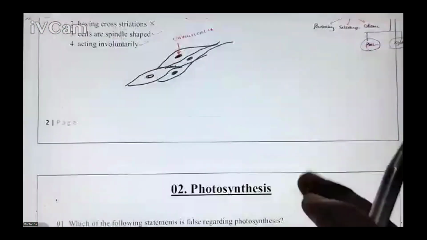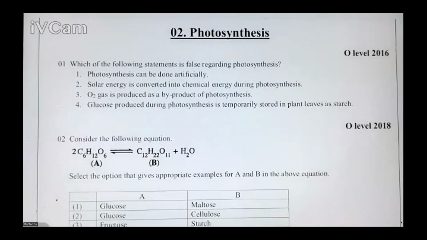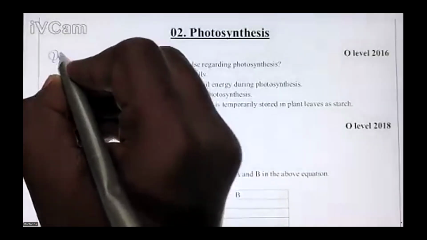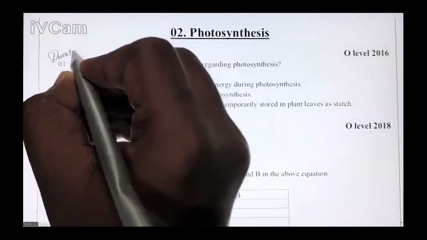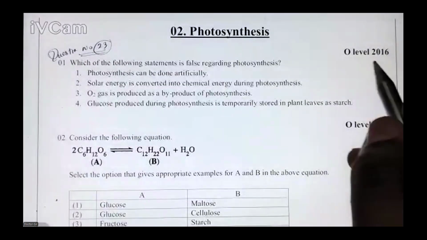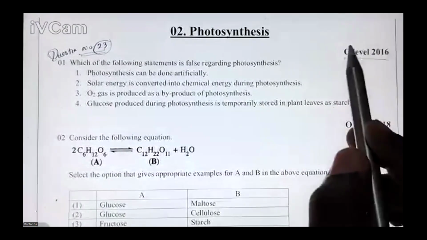Okay, right. Now we will move on to the next part: photosynthesis. Then again the 2016 paper. Turn to 2016. So where is this question present? Question number 23. Okay, 2016 question number 23. Right, tell me the answer.